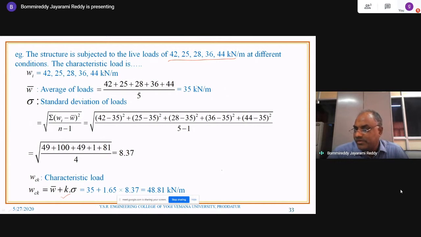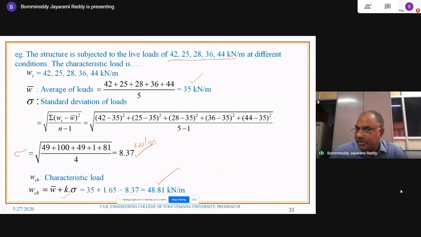W bar is the average, which is 35, the average of all. Now for the standard deviation, since the samples are less than 30, we are using n minus 1 here, and compute the square of the deviations under root, and accordingly you will get 8.37 kilonewton per meter as the standard deviation of the given loads. Once it is known, WCK is W bar plus K sigma, and you will get 48.81. That means 48.81 is the characteristic load.